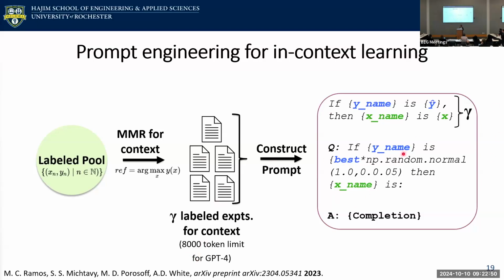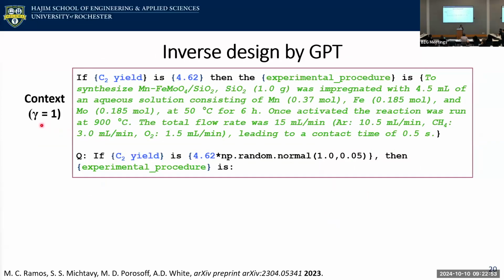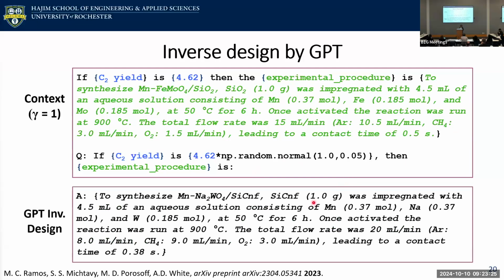And so this might look a little abstract, but to show you an example where context is equal to 1, so this is only one experiment showing you here for an illustrative example. I don't want to show you a wall of 12 experiments of what this might actually look like, but we structure the prompt something like this. So we phrase it like a question and answer format. So we say if the C2 yield is the value of the C2 yield for the experimental procedure listed here, then we ask a question if C2 yield is this value times some normal distribution to get some diversity in the model, then the experimental procedure is blank, and then the model reports back with the inverse design of that experimental procedure that it is expected to achieve the desired yield.